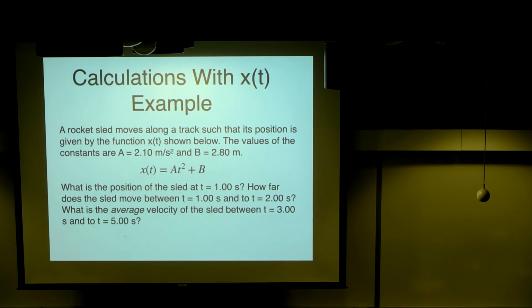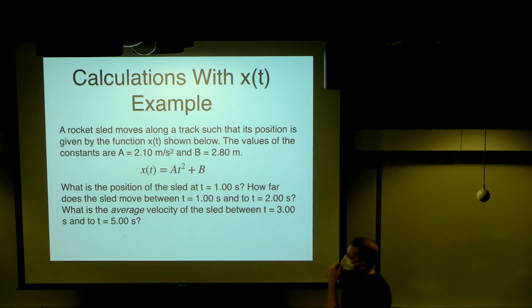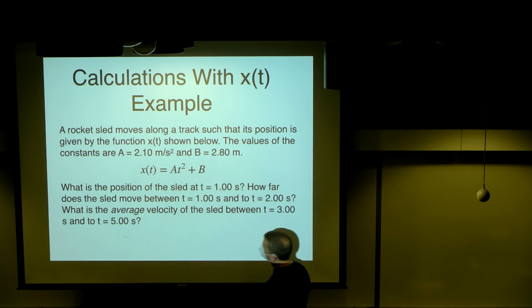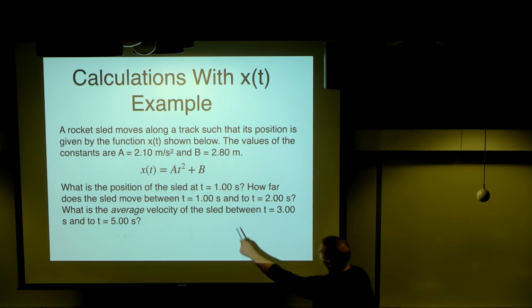Okay. Let's do an example where we take x as a function of time for some object, and we just make a couple calculations with it, okay? So here we have a rocket sled moving along a track, so it's just moving along a straight line, such that its position is given by this function you see here, x of t. So in this function, we have a constant a. Take the value of a to be 2.10 meters per second squared. Then we have a constant b. Take the value to be 2.80 meters.